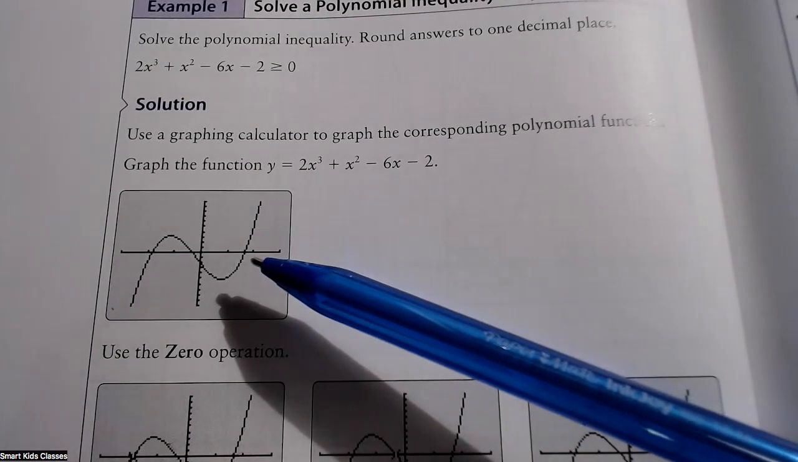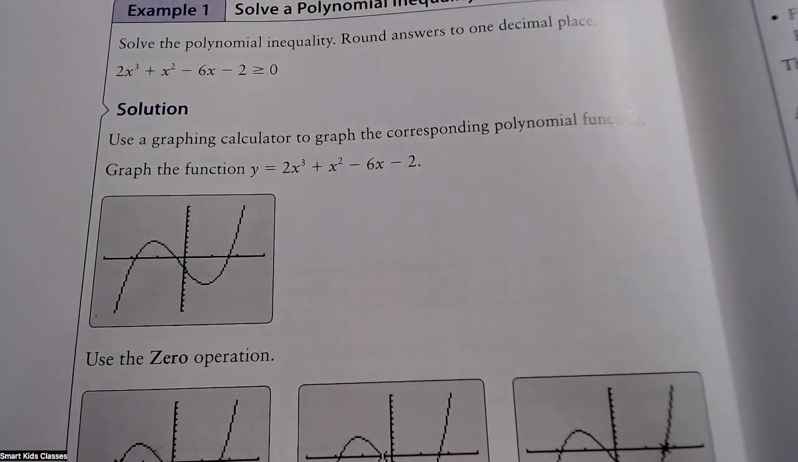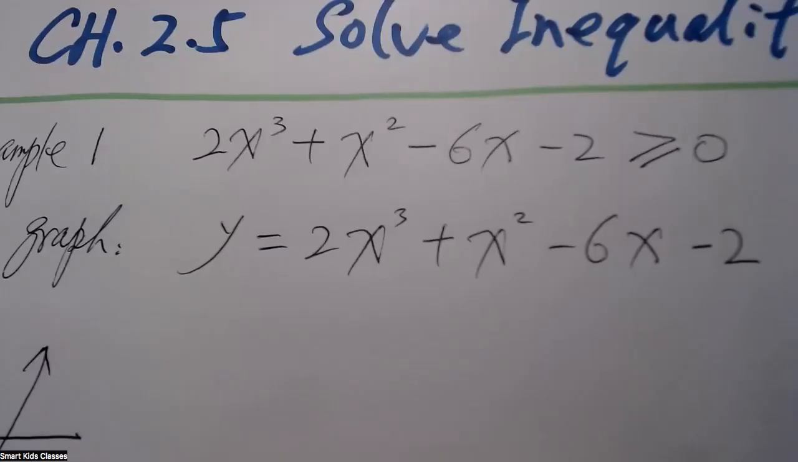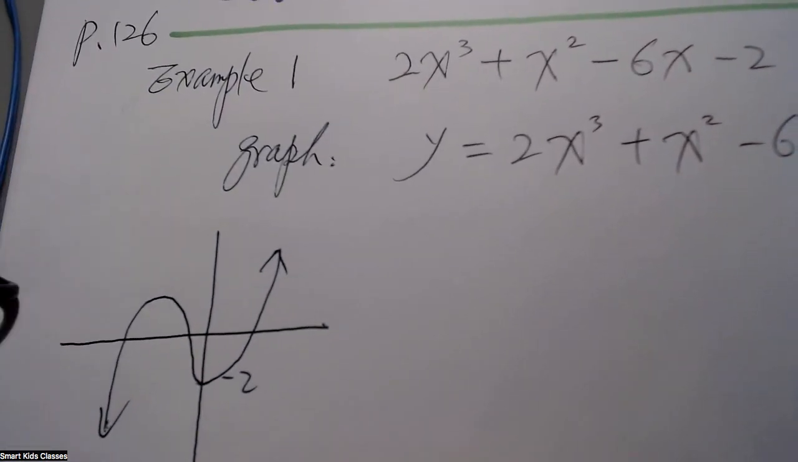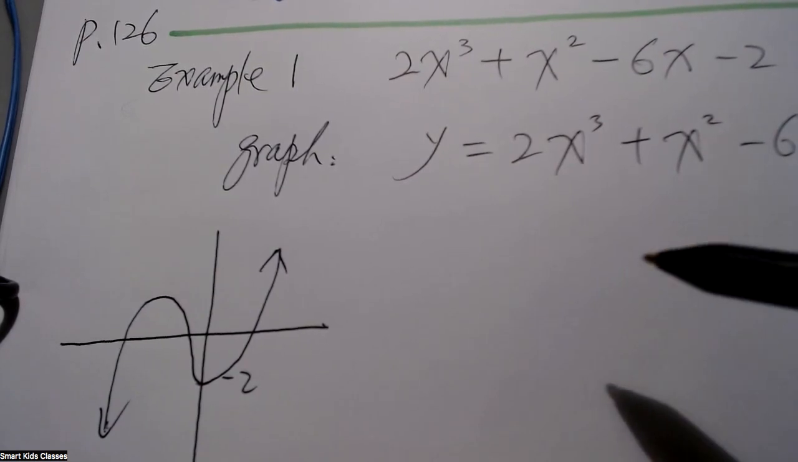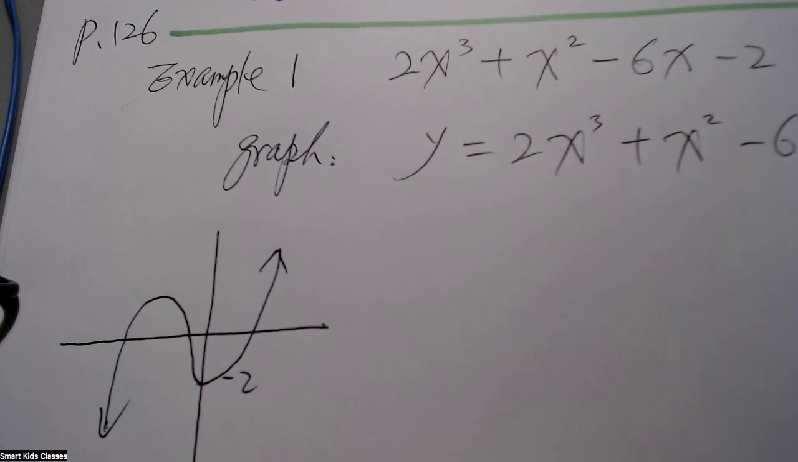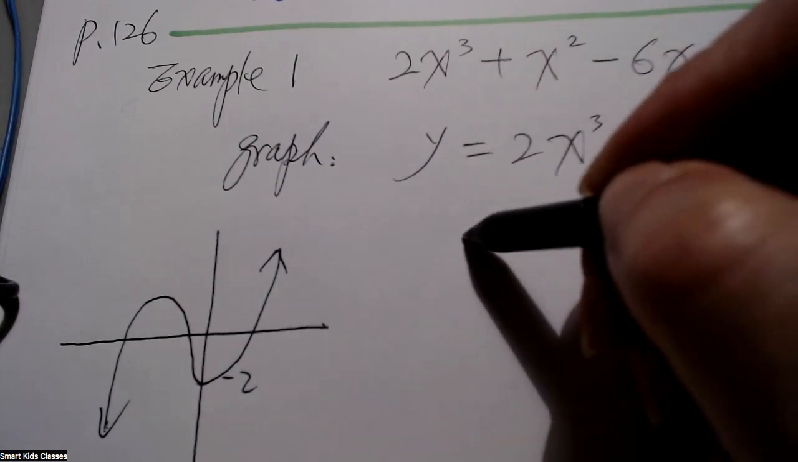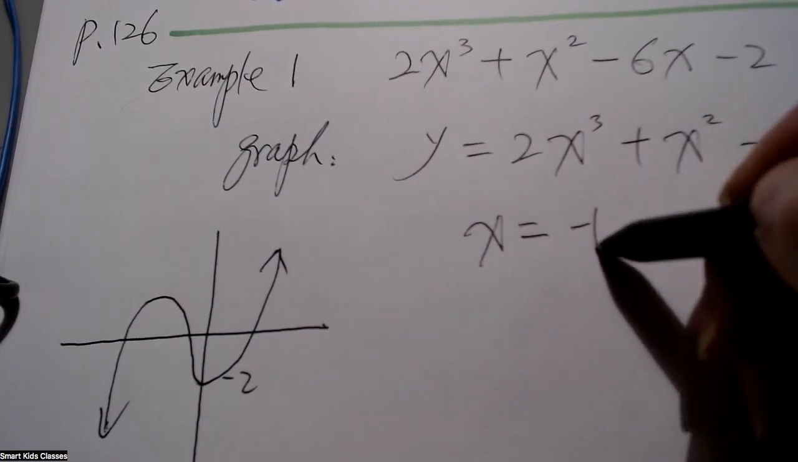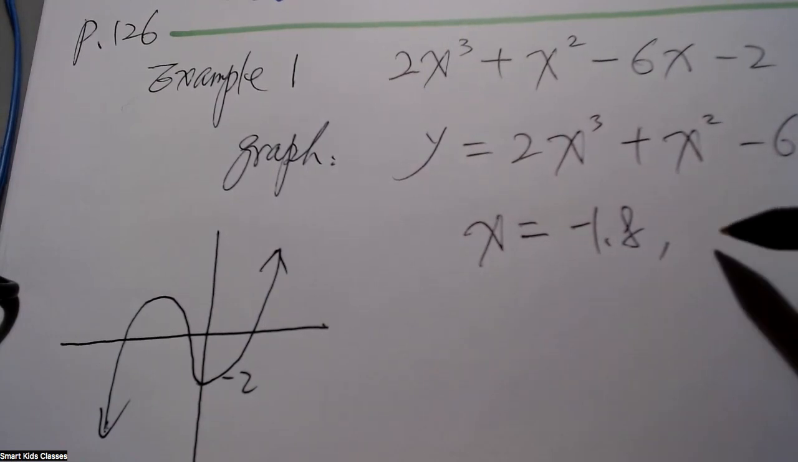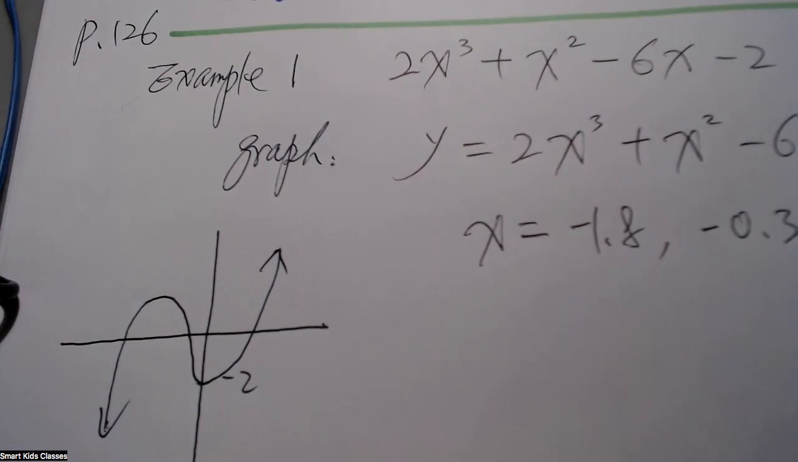You can read the x-intercepts from the graph. I'm going to write on the paper to explain that to you. Now that's the function, and then we plot it. I plot it here. Now I'm going to write the x-intercepts. Since they are decimal intercepts, I'm going to write x equals negative 1.8, negative 0.3, and positive 1.7. So, we got all the x-intercepts here.